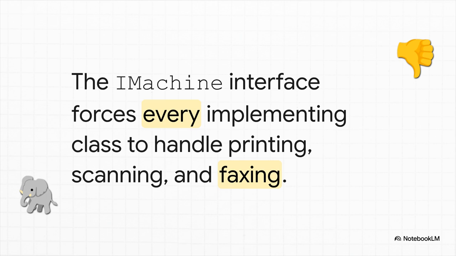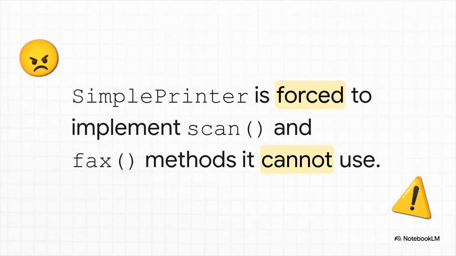At first glance, you might think, okay, that seems reasonable, but the trouble starts when you actually try to use it. And boom, here's the problem. We create a simple printer class. Now, it can print just fine, no problem there, but it can't scan and it can't fax. But because it has to follow the rules of the IMachine interface, it's forced to provide implementations for scan and fax. This leads to those empty methods we talked about, or even worse, methods that throw an exception. It's just a messy, confusing design.